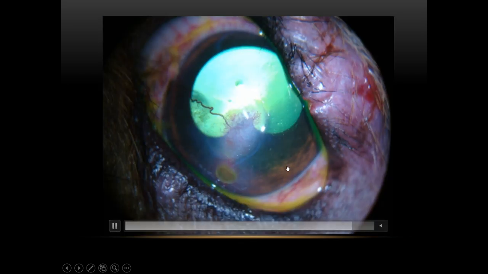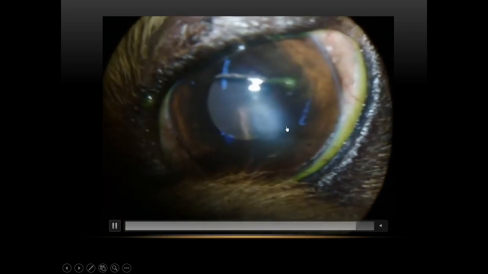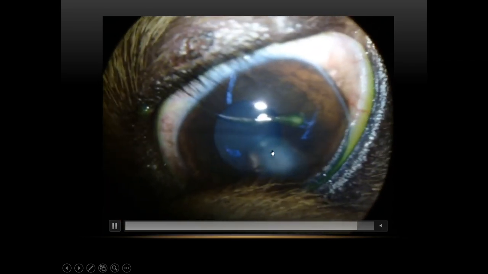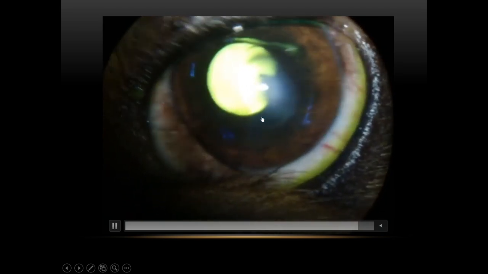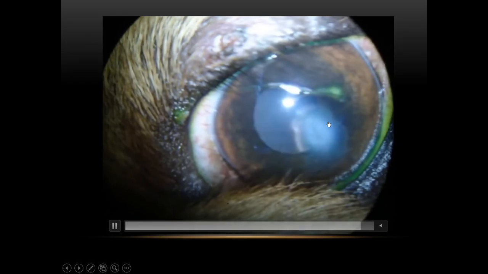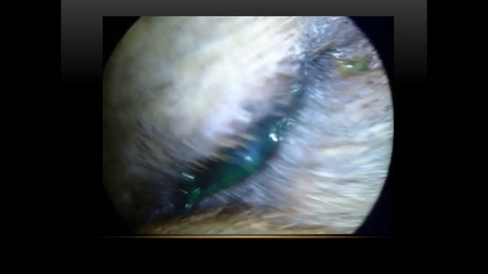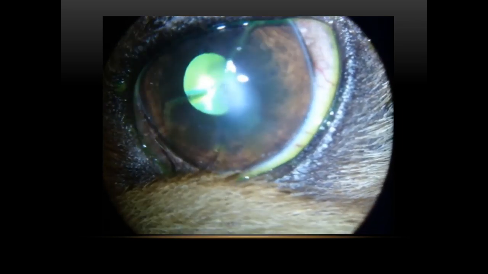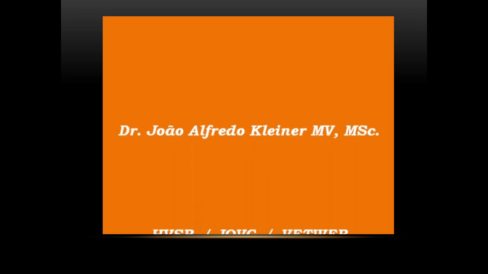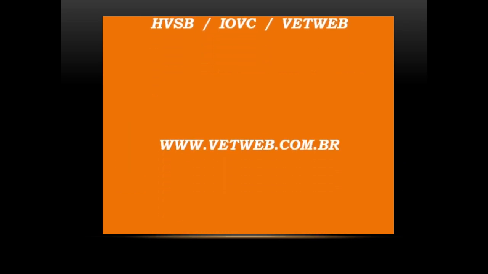So this is 45 days post-op, a little bit of corneal haze. There's no synechia anymore. The pupil is free. The eye is visual and calm. So a very nice result for this technique. So I hope you guys start using that. And it's easy to do, just like you saw in this video. And easy to store the amniotic membrane. And the outcome is very good. So let's answer some questions about this case.